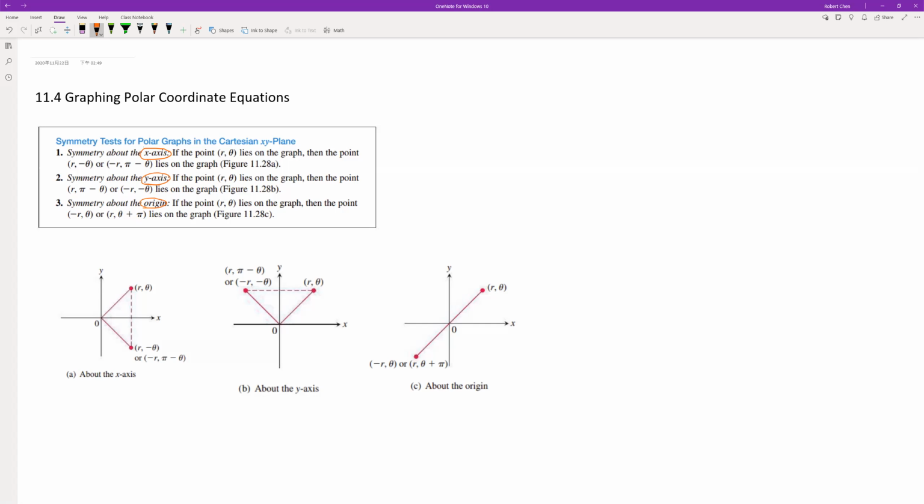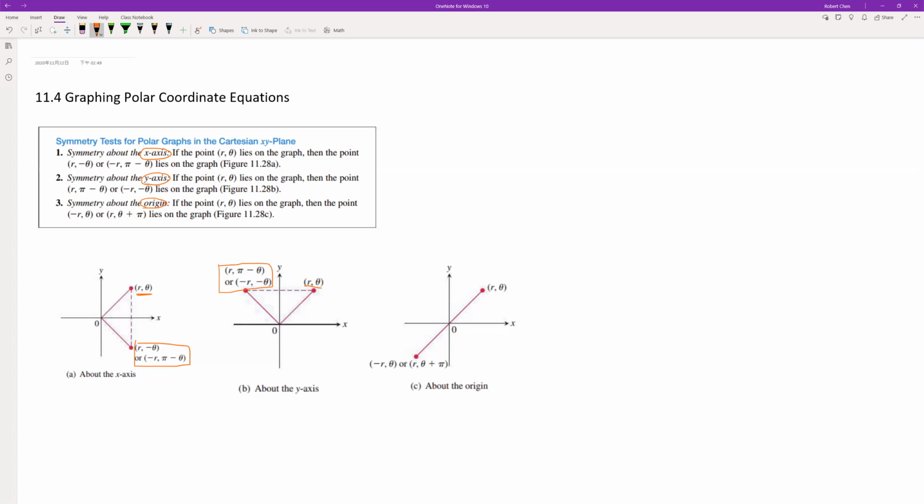For part A, if the point is (r, theta) and it has symmetry about the x-axis, then it's going to have the point (r, negative theta), or (negative r, pi minus theta). All of these are just different ways of writing the same point. Same thing with part B, about the y-axis. We can see the graph here: the original point (r, theta), and then the coordinates for their symmetries. Again, we have two of them, just different ways of writing the same point.